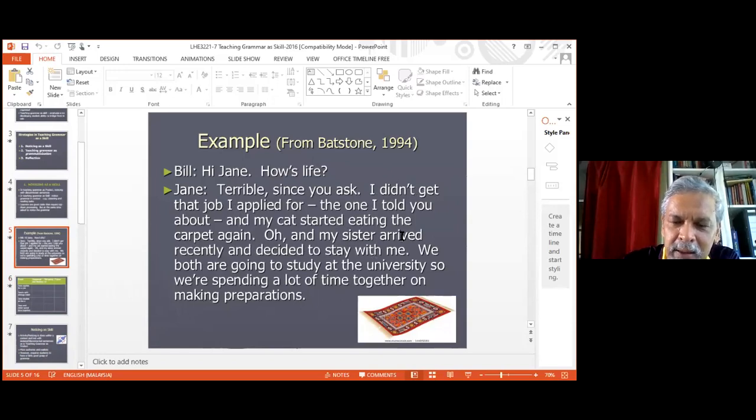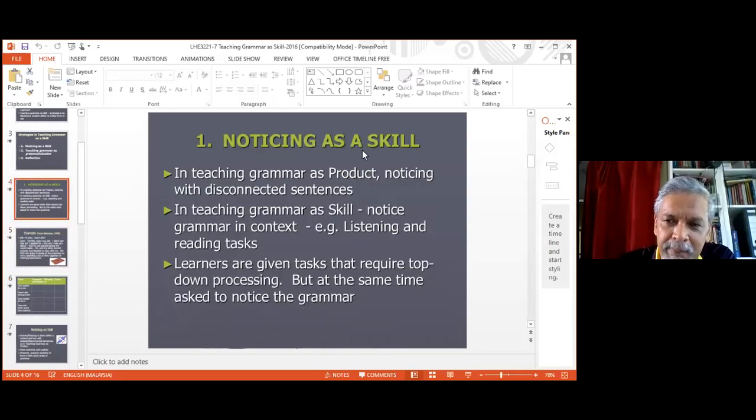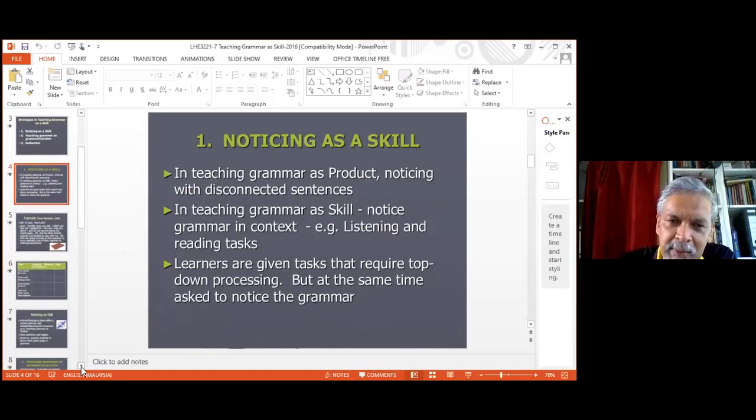The sister arrived, that means this happened in the past, and so on and so forth. So it's a skill. It's an ability that you are trying to develop amongst your students. So this is noticing as a skill. They notice the grammar and what it expresses, and they develop it as a skill.